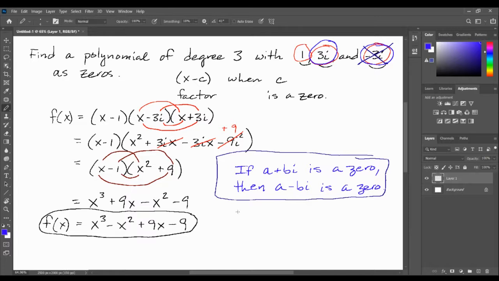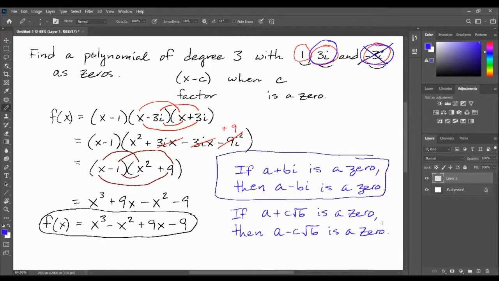Another rule, similar to that, says that if a plus c root b is a zero, then its conjugate, a minus c root b, is a zero.